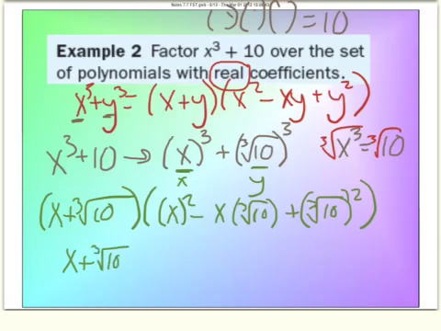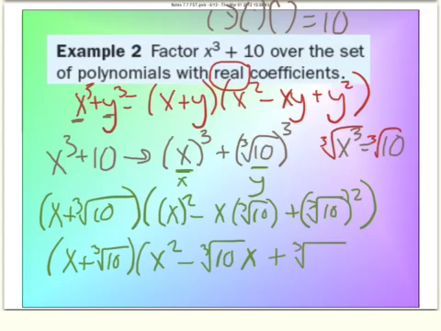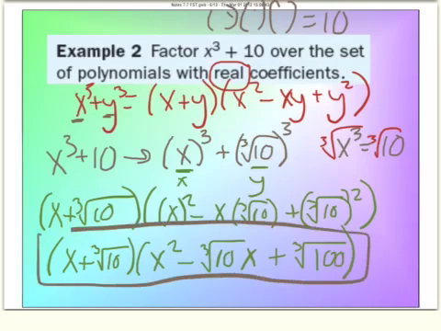X squared minus, here the coefficient is the cube root of 10. We put that first and then the variable. And then to simplify this, what you could do is square 10, in which you actually get 100. So this right here is the fully factored form over the real coefficients this time. Again, if this problem had said factor over the integer coefficients, we couldn't do this because this itself is not an integer. And that's how you do this section.